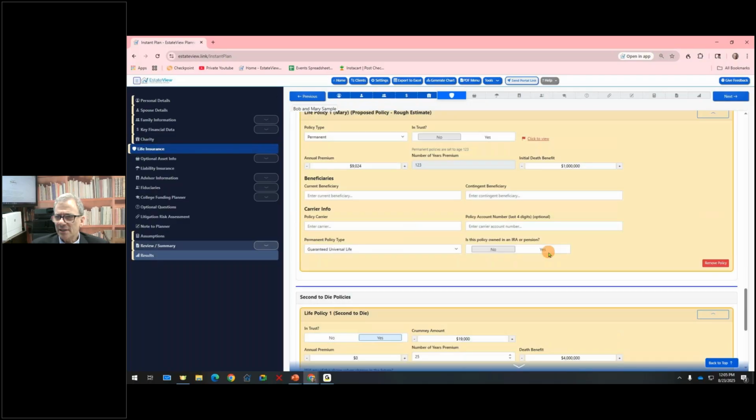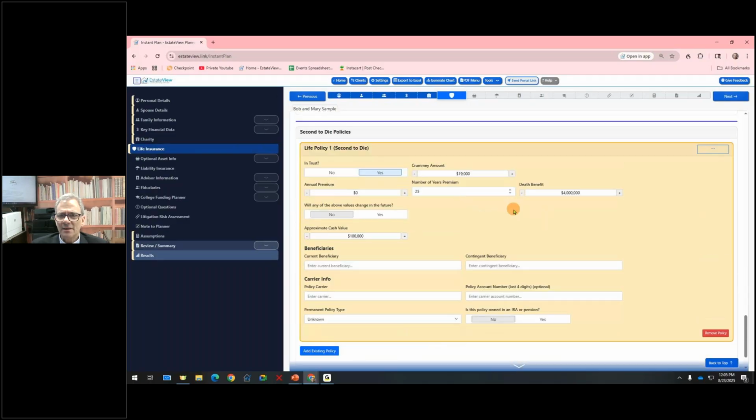She has a policy of $1 million. We can say that it's in an ILIT. They've got a second to die policy, let's say of $3 million in an ILIT. And these yellow ribboned items on the left-hand side of my screen are the only ones I need to fill out for the calculators.